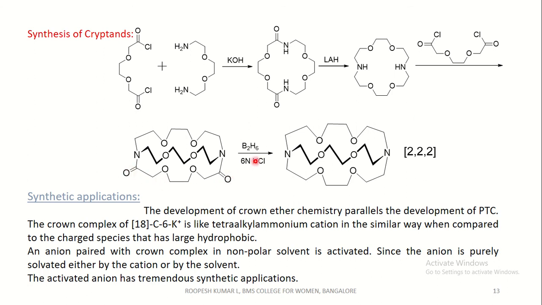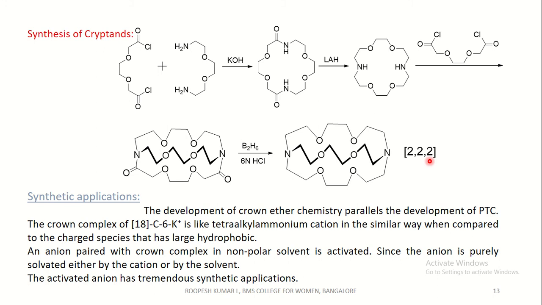This on reduction with diborane in 6N HCl, you get the cryptand, the 222 cryptand, because 222 represents the oxygens in between. You can see there is 2, 2, 2, hence it is called 2,2,2 cryptand. Coming to the synthetic applications of crown ethers, the development of crown ether chemistry parallels the development of PTC, that is, it is similar to the PTC.